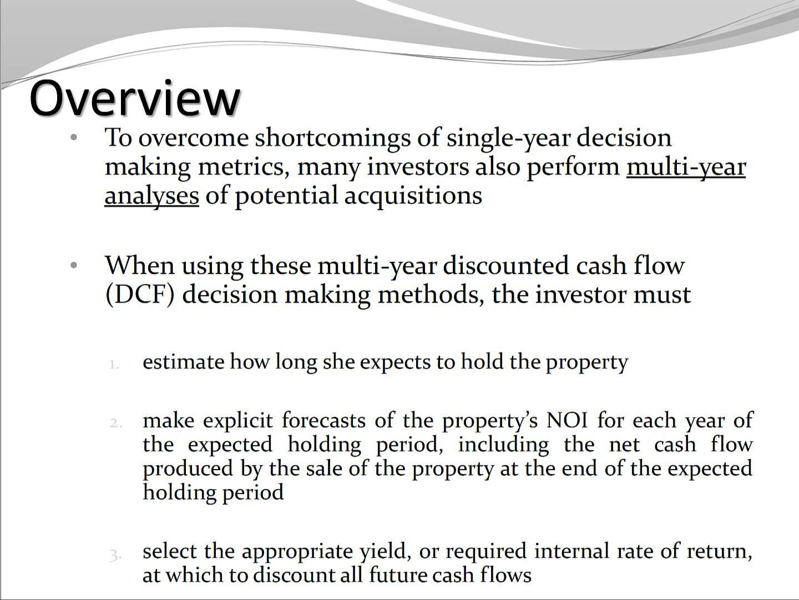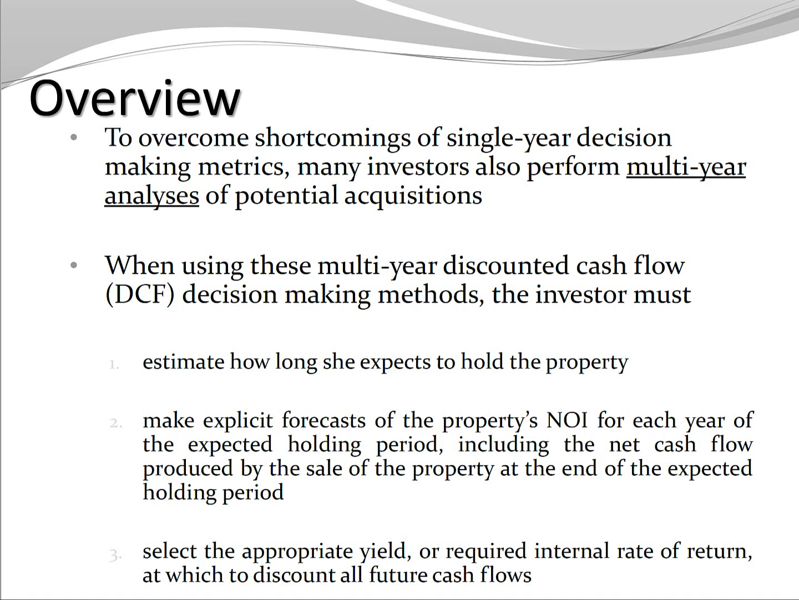To overcome shortcomings of single-year decision-making metrics, many investors also perform multi-year analysis of potential acquisitions. When using this multi-year discounted cash flow analysis, the investor must first estimate how long she expects to hold the property, which is how many years she needs to forecast the future cash flow, and also make explicit forecasts of the property's net operating income for each year of the expected holding period, including the net cash flow produced by the sale of the property at the end of the expected holding period.